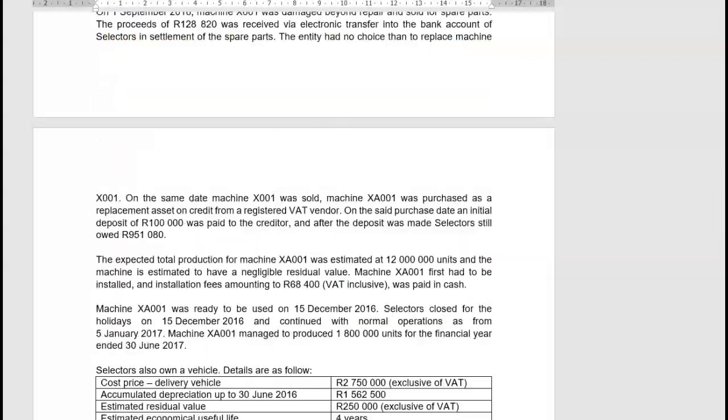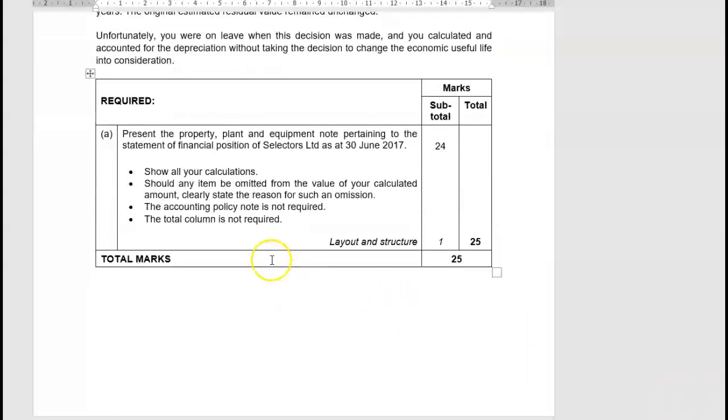Now let's just establish who we are, where we are. Present the property, plant and equipment note pertaining to the statement of financial position of Selectors as at 30 June 2017. So this is the IAS 16 note, show all your calculations. Should any item be omitted from the value of your calculated amount, clearly state the reason for such an omission. The accounting policy note is not required and the total column is also not required.